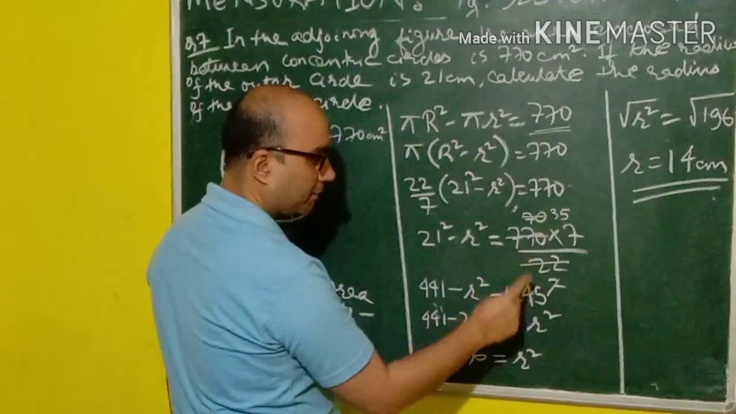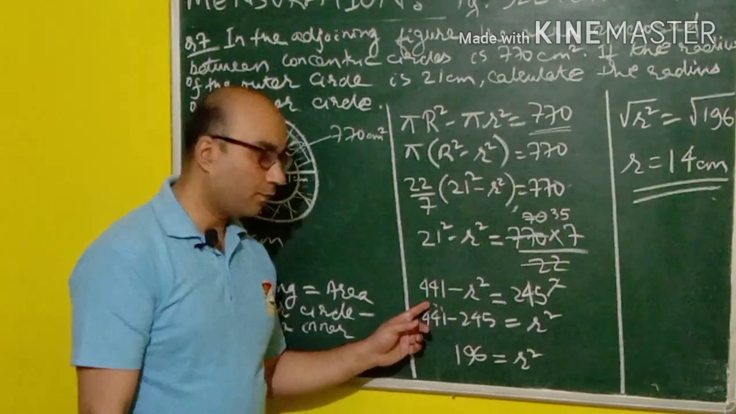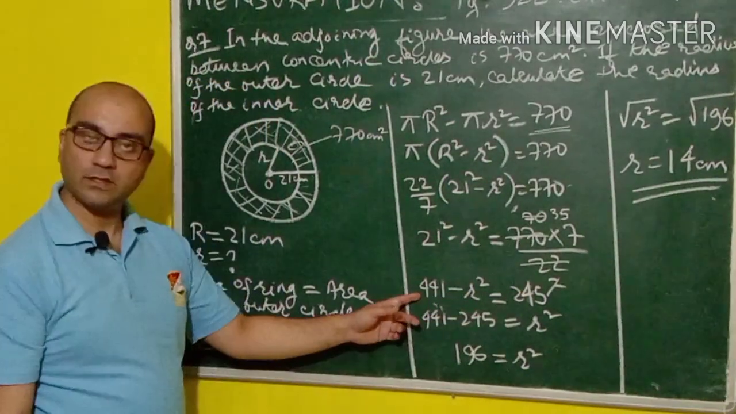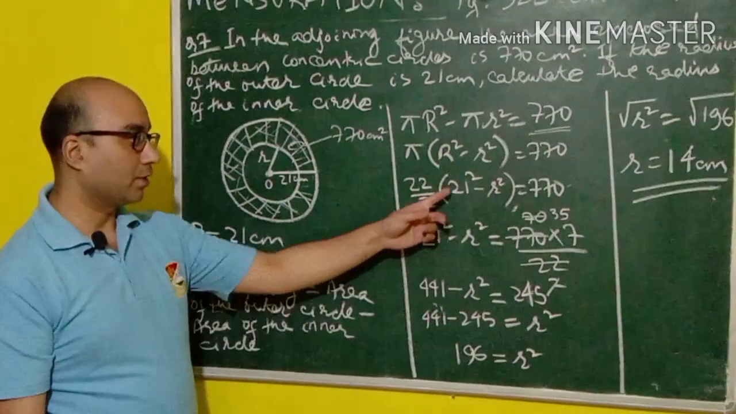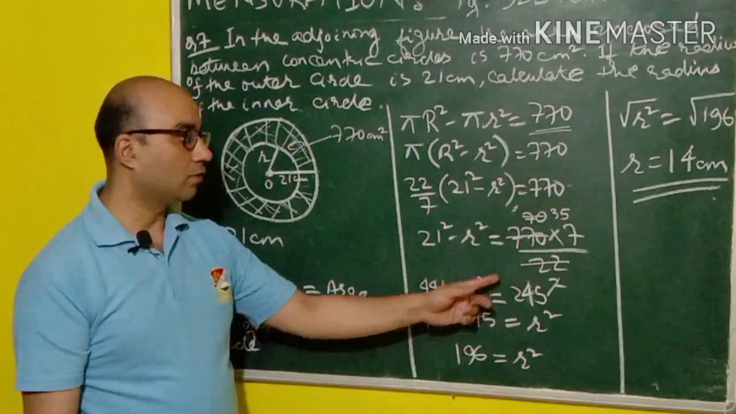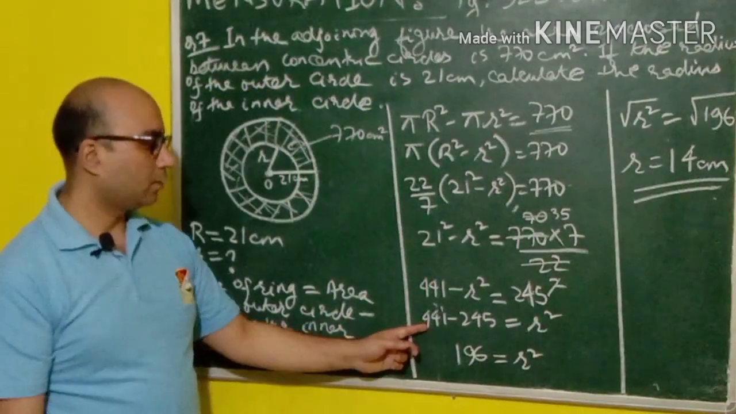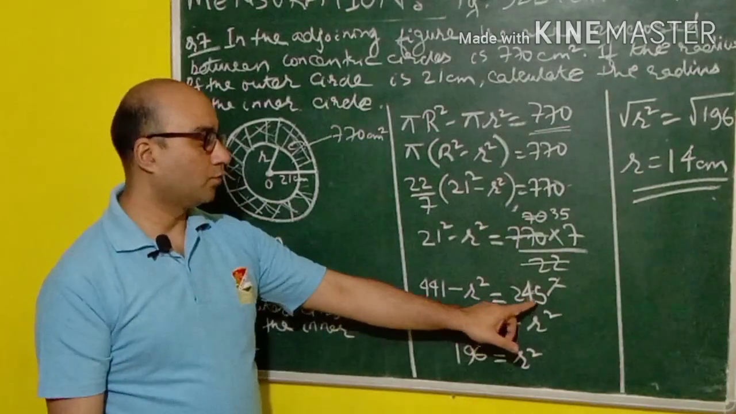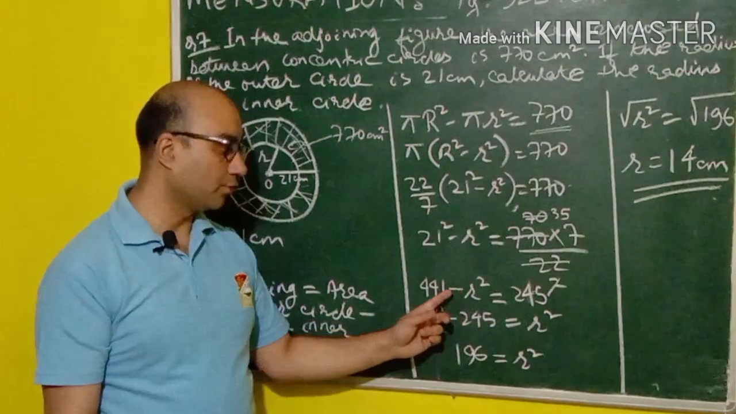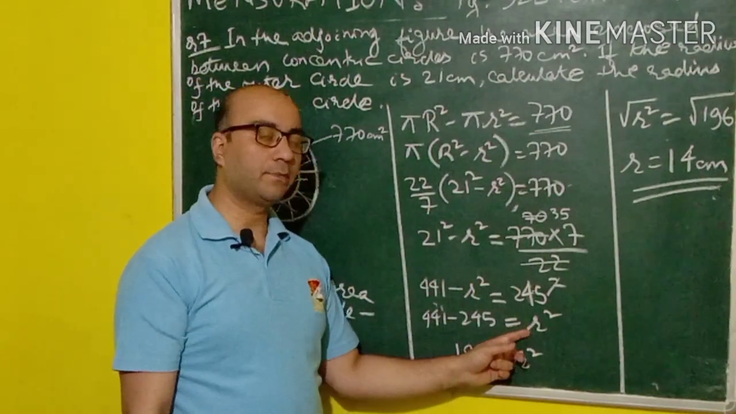35 into 7 is 245. That means 441 minus r square is equal to 245. From where are you getting this 441? 21 square is 441. So 441 minus r square is equal to 245. You transpose the 245 to the left hand side, so plus 245 becomes minus 245, which is equal to minus r square. If you transpose it to the right hand side, minus r square becomes plus r square.